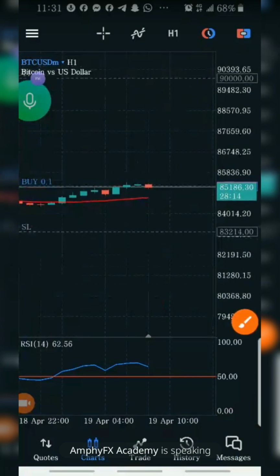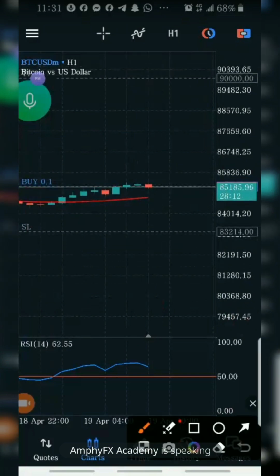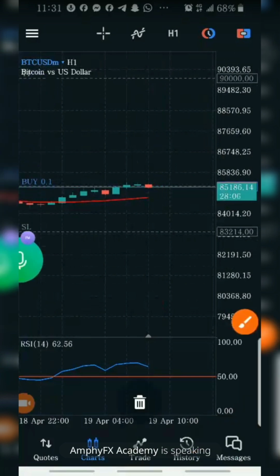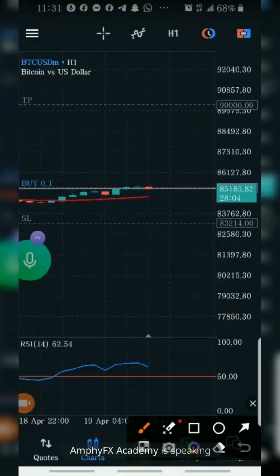So if the market moves from here towards my TP, you can see my TP here, it will close out at TP. You can see TP, right? This is my take profit. So if the market moves all the way from here towards this TP, it will close me out automatically in profit.